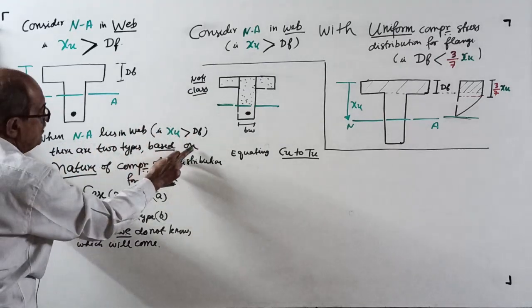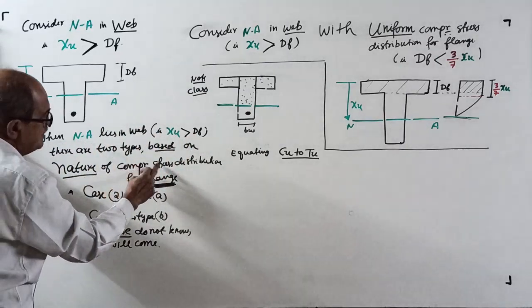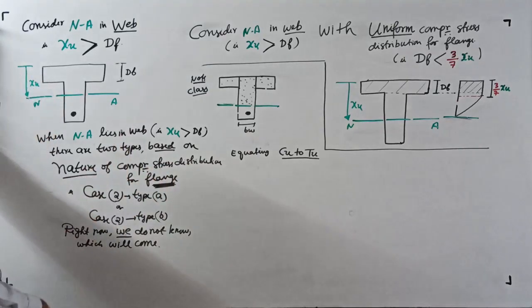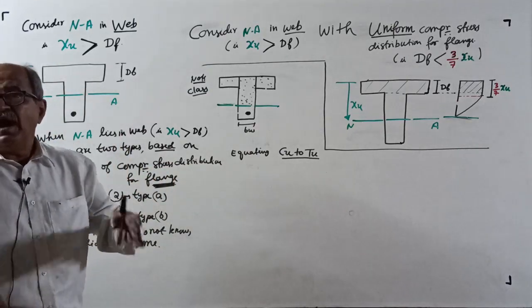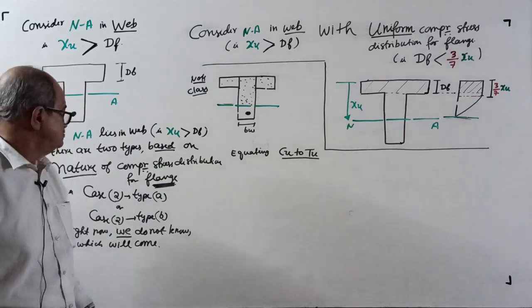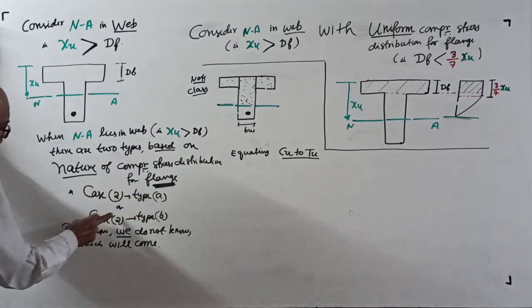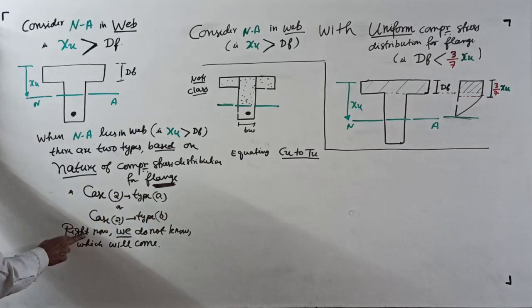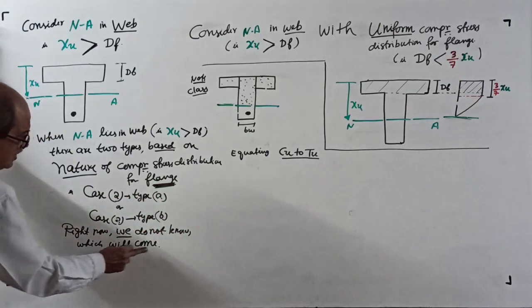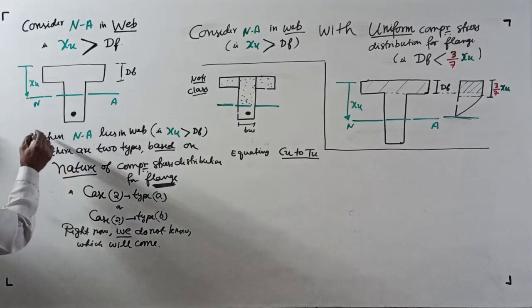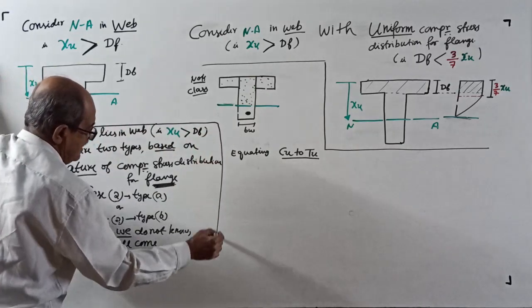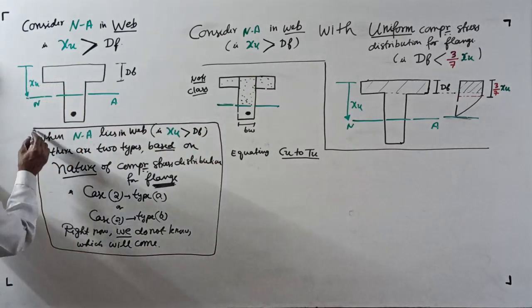Okay. When the neutral axis lies in the web, that is XU more than DF, there are two types based on nature of compressive stress distribution for flange. Just now, I inserted that portion for you. That is case 2 type A or case 2 type B. Right now, we do not know which will come. And remember, this is only a note, not a fair copy. A note only it is to understand.